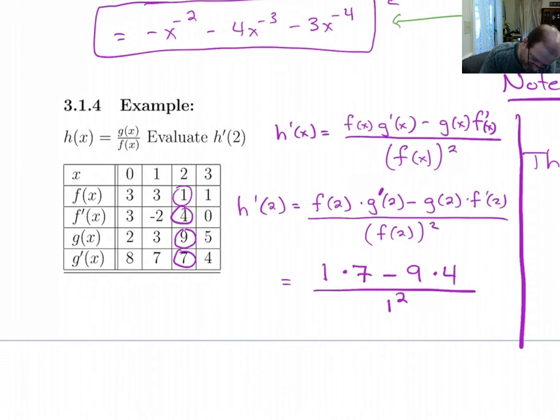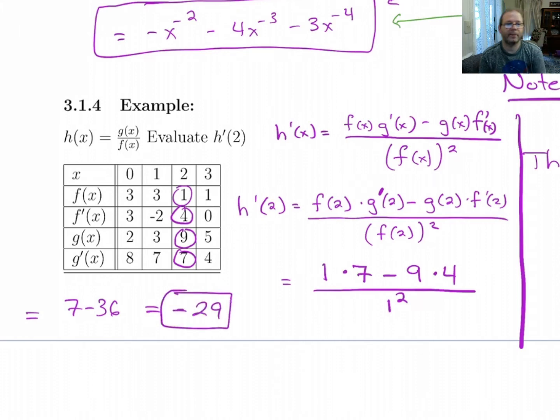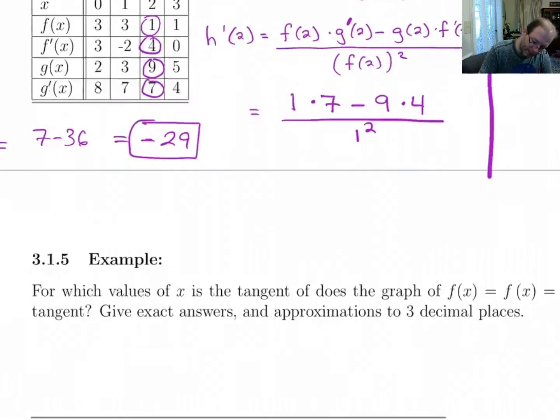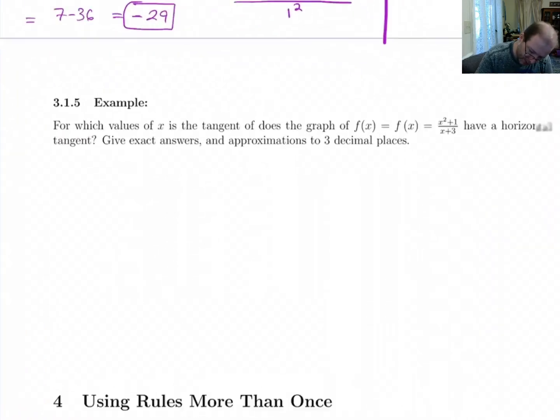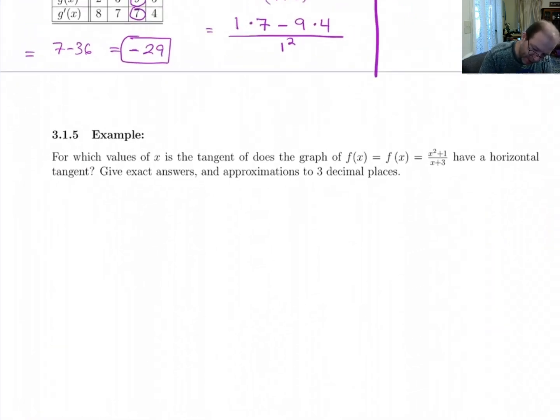So let's see, what is this? So I'm going to finish it over here. This is 7 minus 36. So it looks like a negative 29 is our answer here. By the way, these are called sparse information problems because they don't tell us the whole function. They just tell us a bit of information about it. All right, let's see. What else do we have? All right, last example for this video.